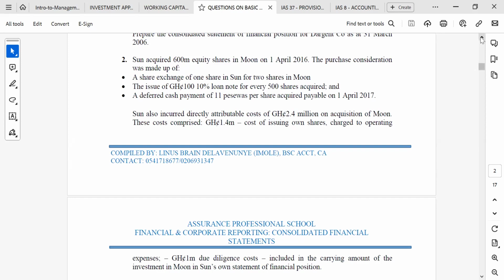So the loan notes are going to be issued in units. A unit is given for 500 shares, and a unit is valued at 100 cedis. So the best way to go about this is to ask yourself how many units you are going to be giving them out of the 600 million shares. Your 600 million shares divided by 500 gives the units, then you multiply by the amount, which is the same as 100 over 500 multiplied by the 600. So let's go and see what we are going to be having there.